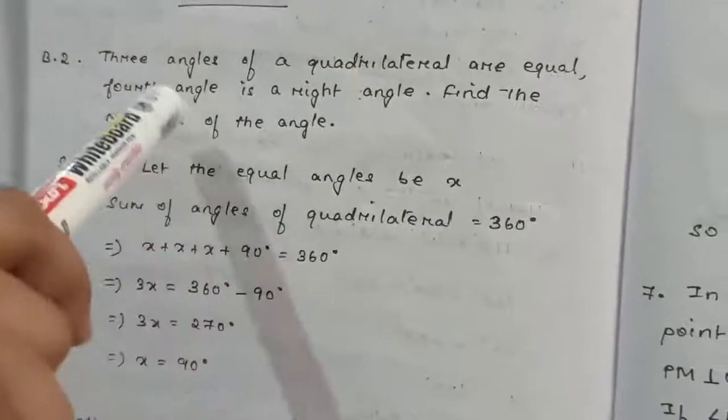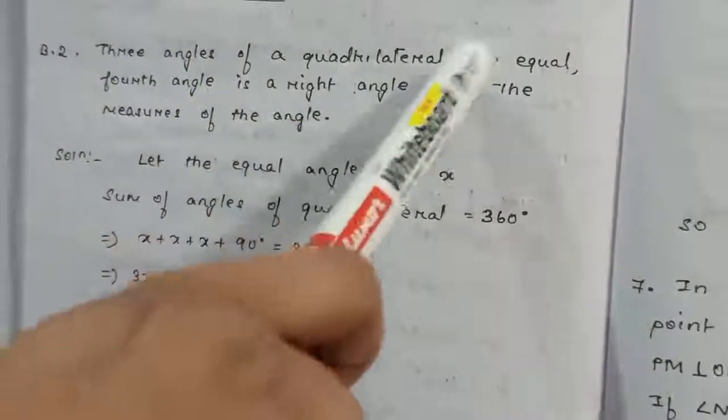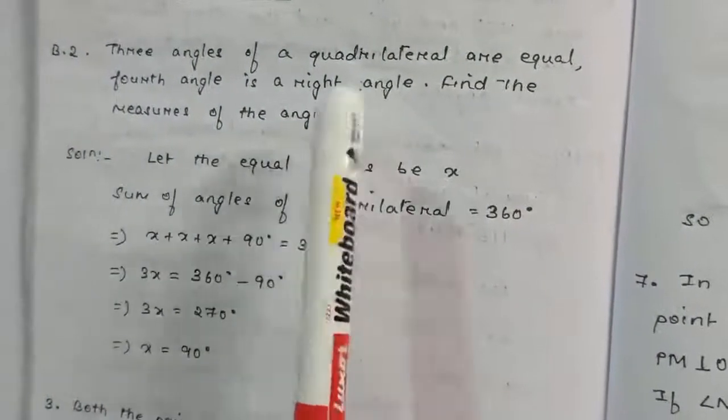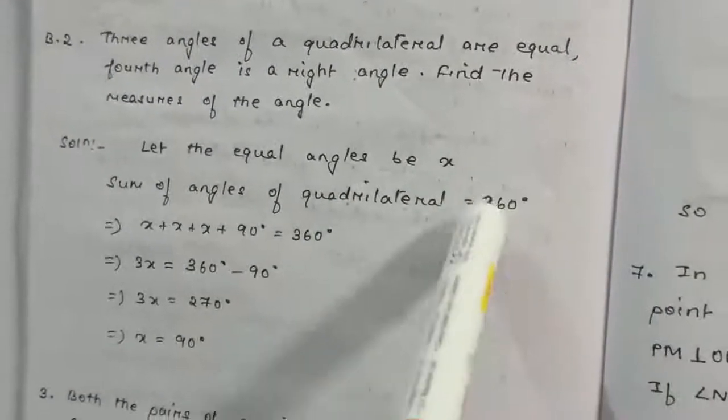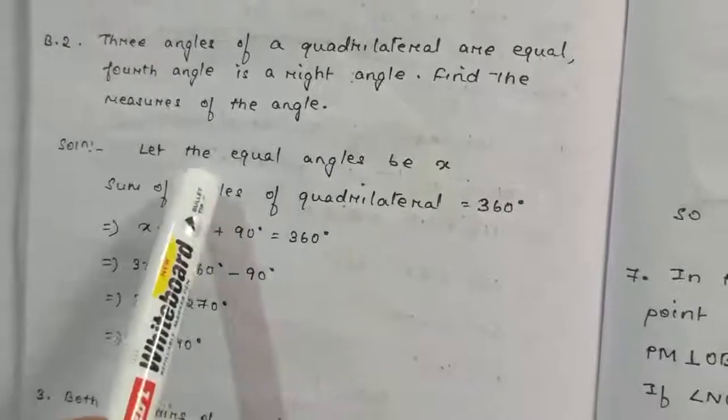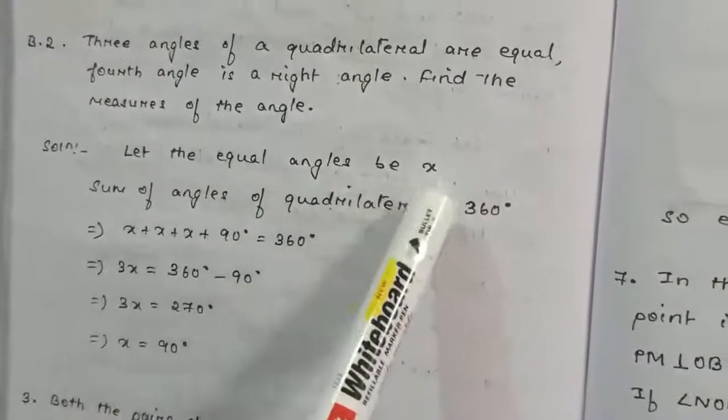Question number B2. Three angles of a quadrilateral are equal. Fourth angle is a right angle. Find the measures of angle. Means three angles are equal. Means if one is x, then the other two will be also x. So let the equal angles be x.